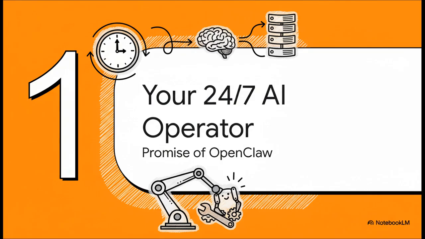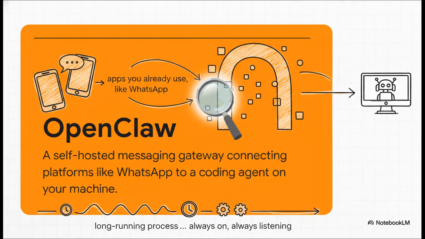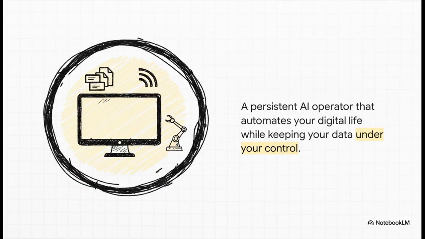Let's break down what that really means. Now, the key word on this slide is gateway. You should think of OpenClaw as this long-running process on your machine that's always on, always listening. It takes messages from the apps you already use every day, like WhatsApp, and routes them to an AI agent that can take real, actual action on your computer. And this is the most crucial part. The ultimate goal here isn't just about automation, it's about control.